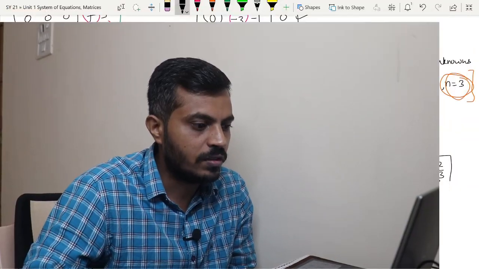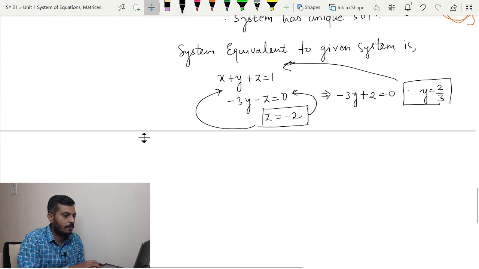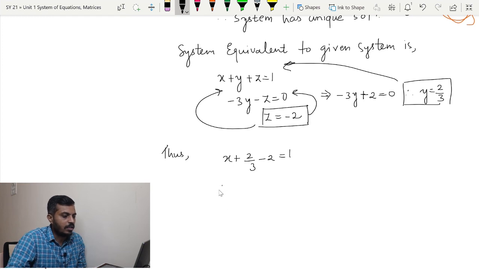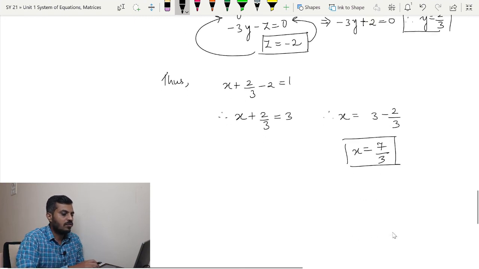Now put the value of z and the value of y in the first equation to get the value of x. And thus what will we get? x plus 2 by 3 minus 2 will be equal to 1, and I will shift that minus 2 to the right hand side, so it will be 3. Therefore x will be equal to 3 minus 2 by 3. Now if you take the LCM, 9 minus 2 is 7, so 7 upon 3. Okay. So we got the solution.